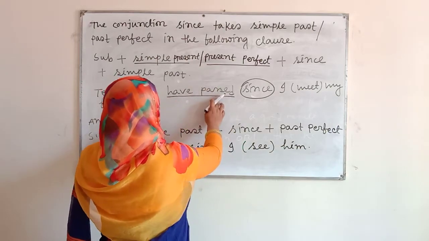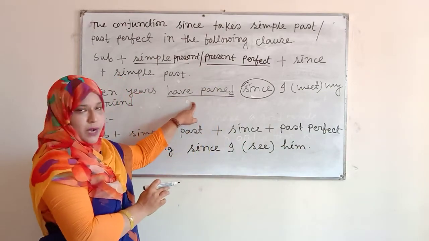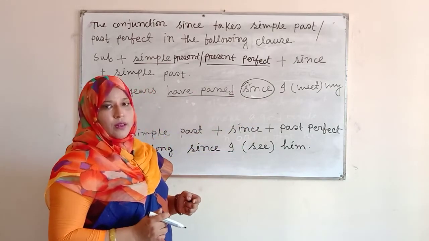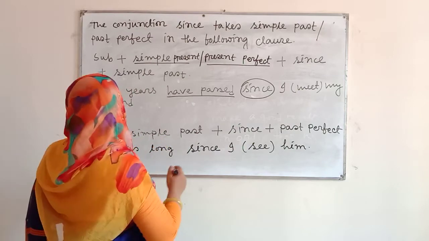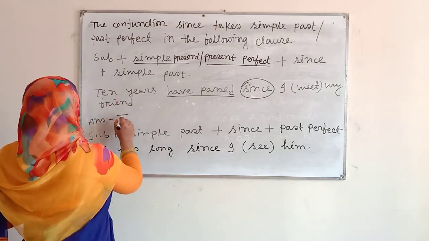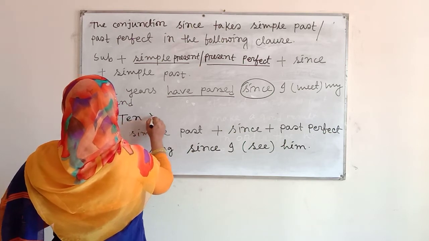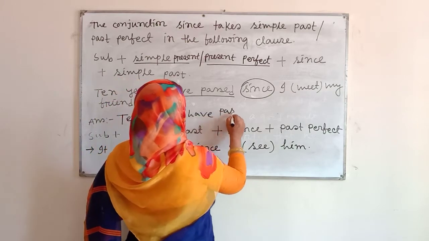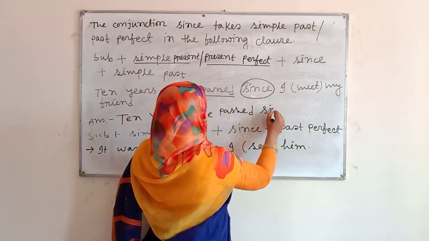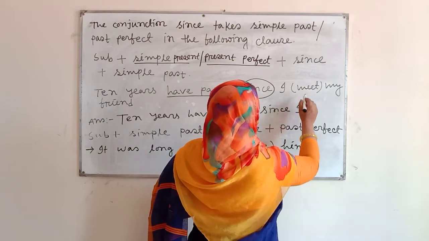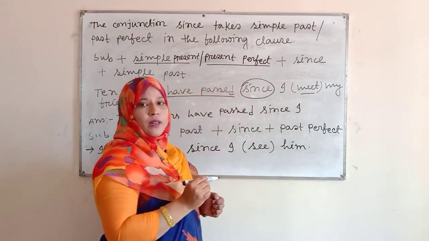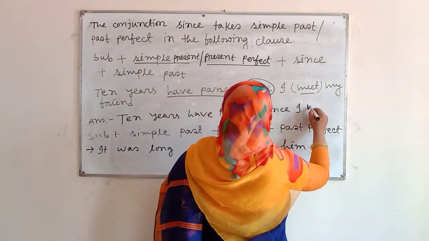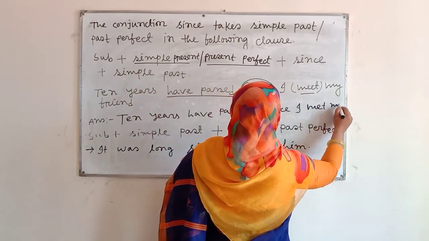Here the first clause is in present perfect, so our next clause will be in simple past or past indefinite tense. Our answer will be 10 years have passed since I, এটা কোন tense এ হবে simple past tense এ, subject plus verb 2 plus object, I meet এর past form met my friends.